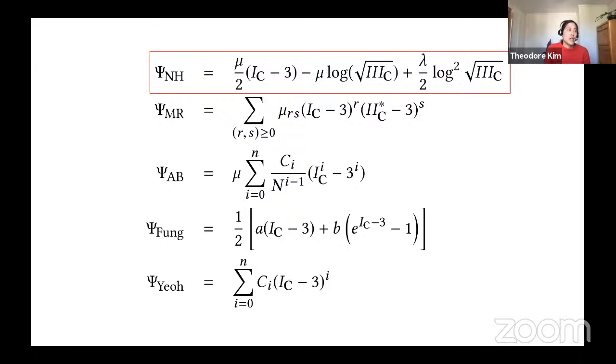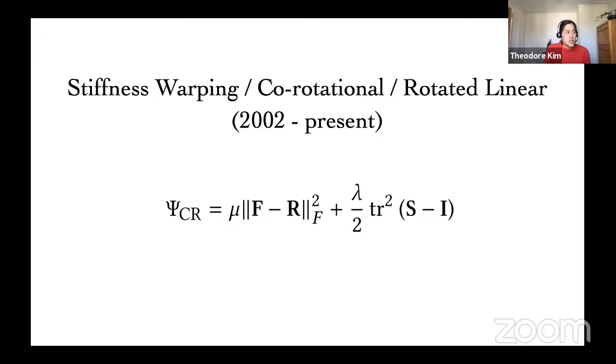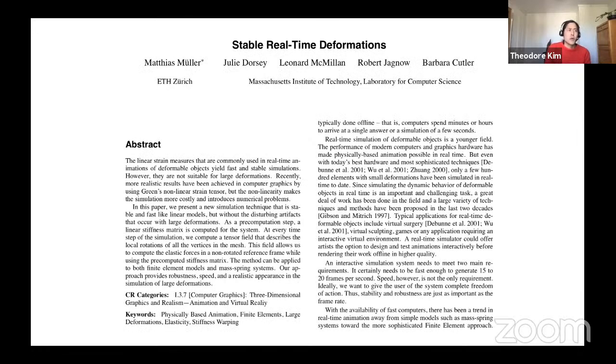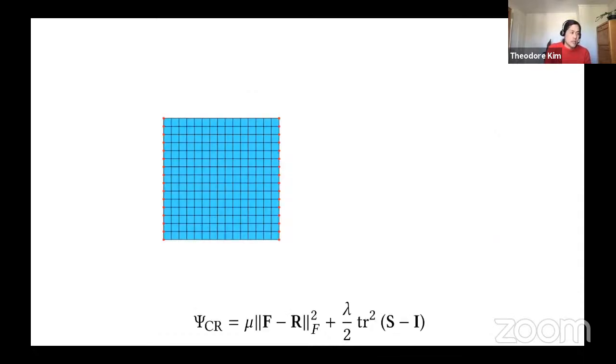All right, so people tried out a lot of these energies early on in computer graphics, and a lot of them don't really work, or they don't work that great. The one that people converged on was this one. About 2002, they started using what they called stiffness warping or co-rotational energy or rotated linear energy. Lots of people discovered this around the same time, and these are all the same energy actually. I would argue that this paper from 2002 is the one that really first posed it to computer graphics. All right, so let's see what happens when we use this energy. Let's do the same thing. Let's stretch it out.